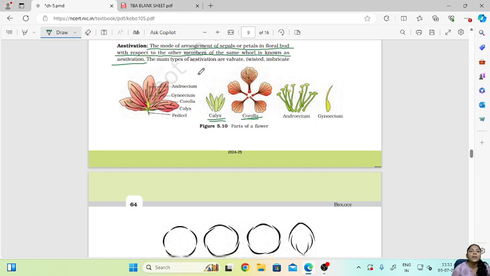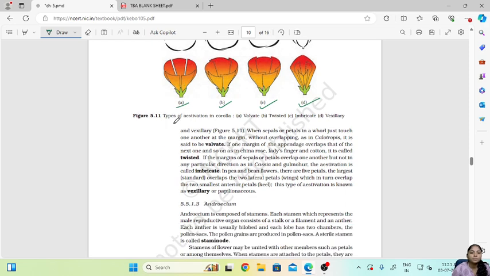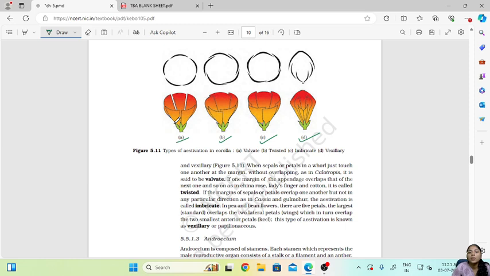The main types of estivation are the valvate, twisted, imbricate and the vexillary type. Let us see. When sepals or petals in a whorl just touch one another at the margins without overlapping, it is called the valvate type of estivation. As we can see here, the sepals or the petals are just touching each other at the margins. They are not overlapping. Such a type of estivation is called valvate estivation.